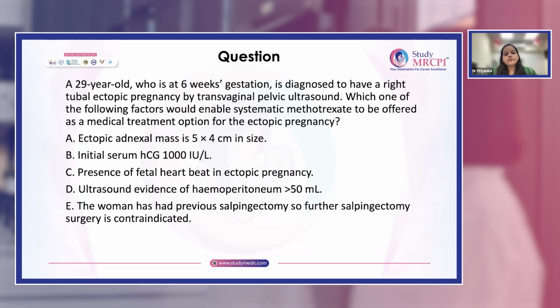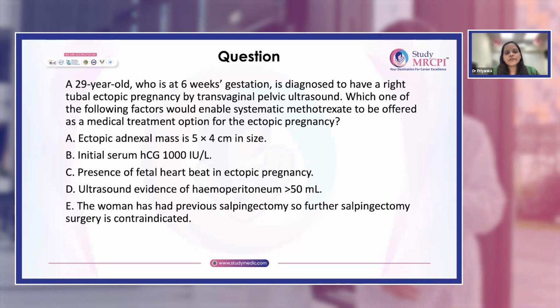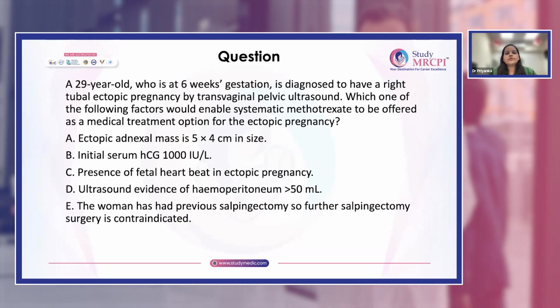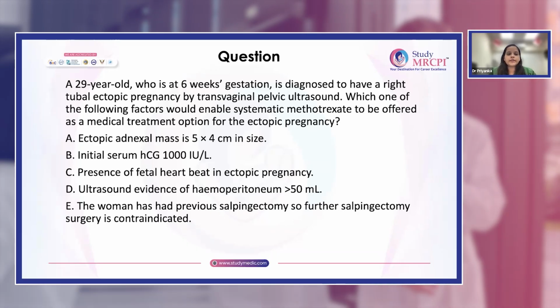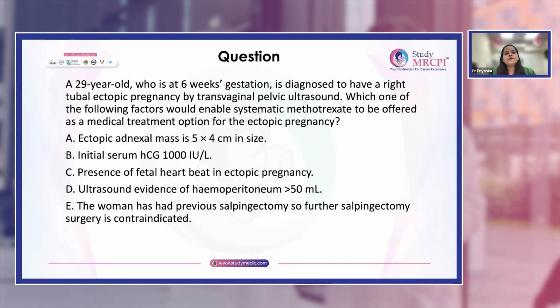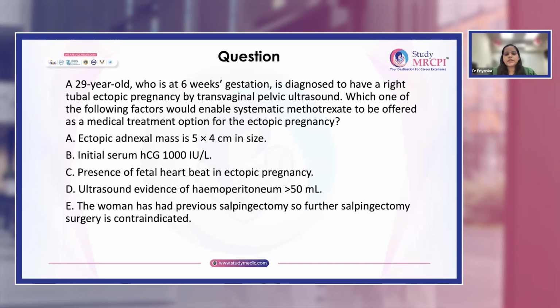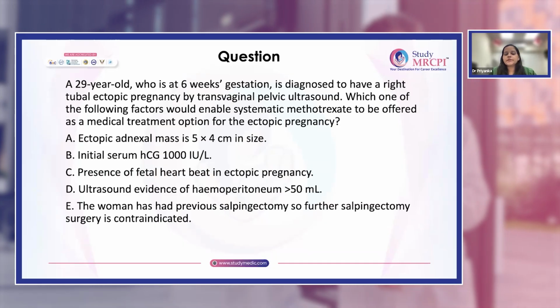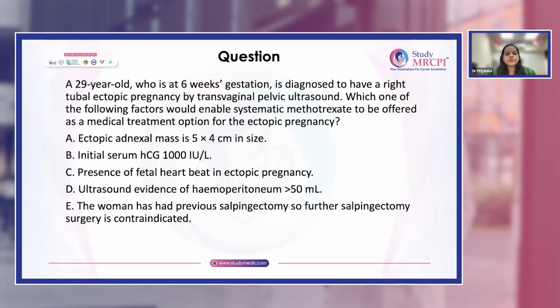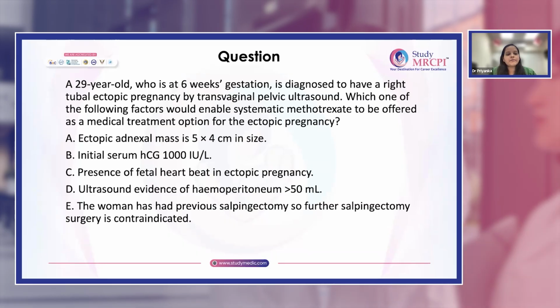So if the ectopic mass size is 5 by 4, she does not fit into that criteria because the size is more. If the initial serum HCG is 1000, yes, she can have medical management. If there is presence of fetal heartbeat, that is also a contraindication for medical management.